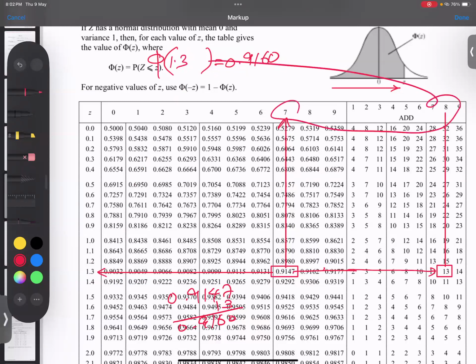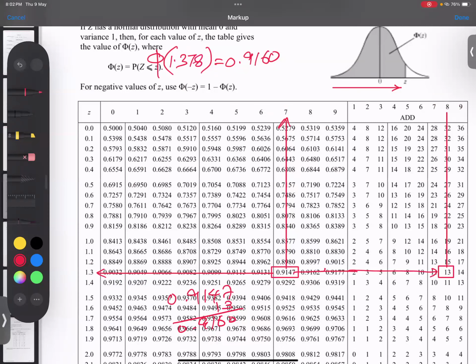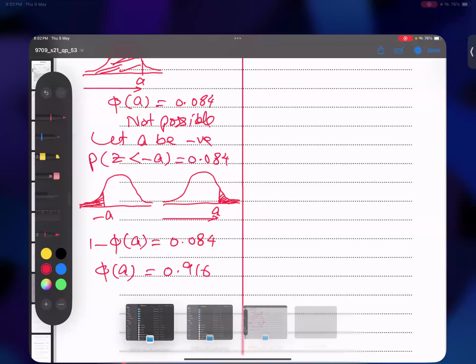From here 7 and from 8. 7 and 8. I think 1.378. I think you understood, student, how I got it. So phi of that 5, this is replaced by this. So let's move on our back.